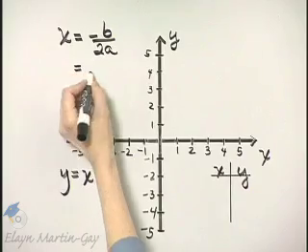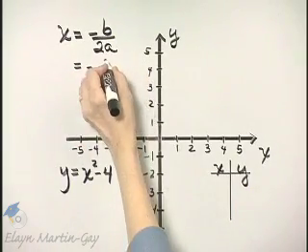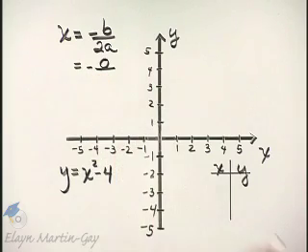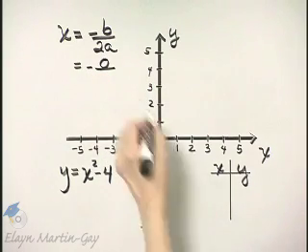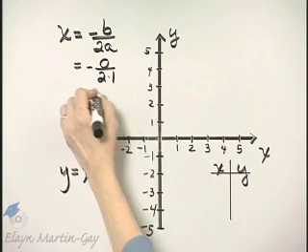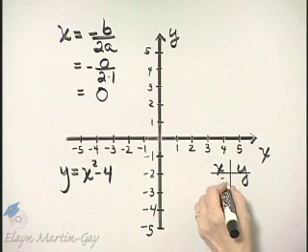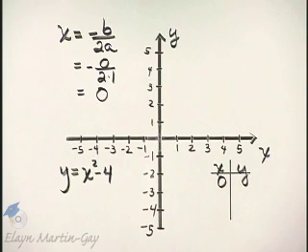So let's see what we have. I'm going to place that negative in front there. B is 0. 2 times a, so that's 2 times 1. But it makes no difference because that is 0. So the x value of the vertex is 0.